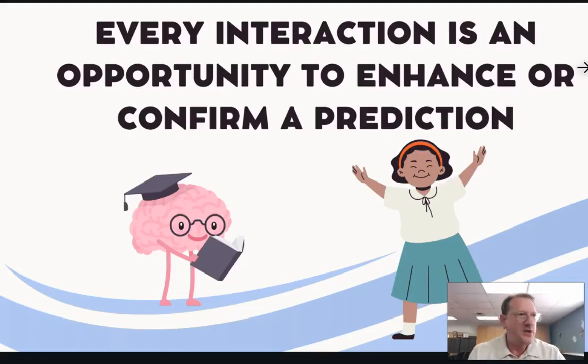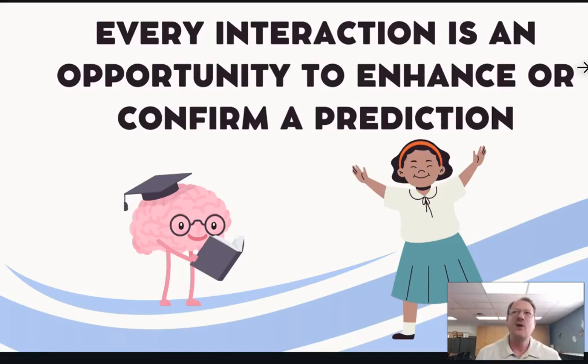So model the behavior you want from your students. Try not to create any distractions for them, right? Have their brain predict that they're going to have a great time in class. And always remember that every interaction you have with someone is an opportunity to either enhance the prediction that their brain made about you and your interaction, or confirm a prediction. So if you are always a teacher that makes your students feel valued and has great, fun and engaging lessons and the students feel appreciated, their brain is going to predict that that's going to happen every time. You have that chance every time to confirm that prediction.